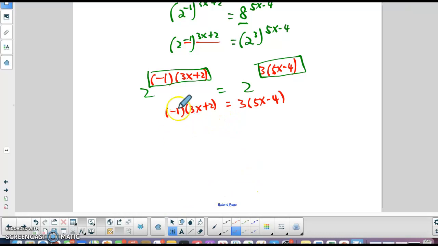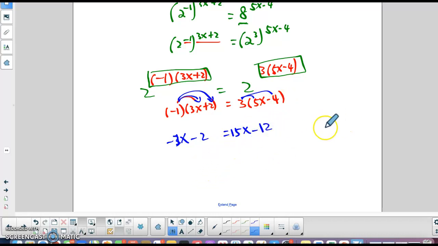Okay, now this is solving a multiple step equation. You are distributing first since we have parentheses. And that will be -1 times 3x, that's negative 3x. -1 times 2 will give you -2. The right side distributing as well. 3 times 5x gives you 15x. 3 times -4 will give you -12.